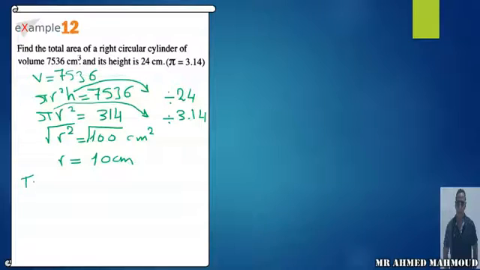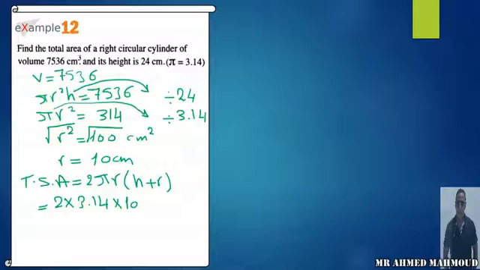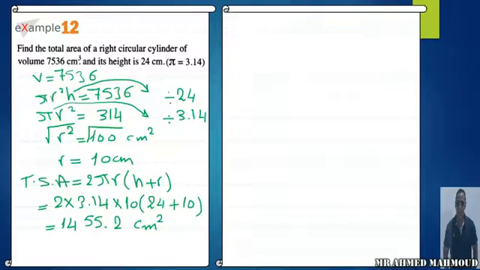The total area, or TSA, equals 2 pi r (h plus r), which equals 2 times 3.14 times r, which is 10, times (24 plus 10), which is equal to 1,455.2 centimeters squared. The next example.